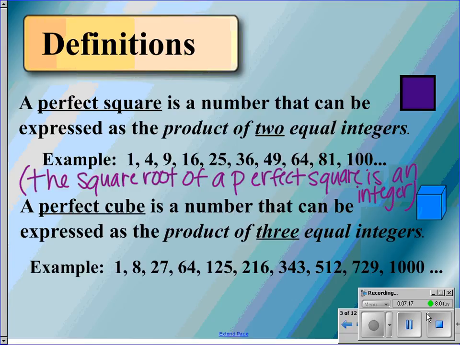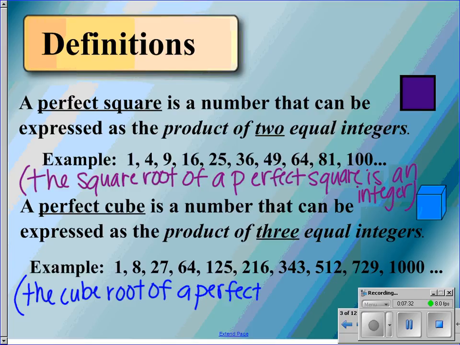So, also under here, we're going to add something else. The cube root of a perfect cube is also an integer.